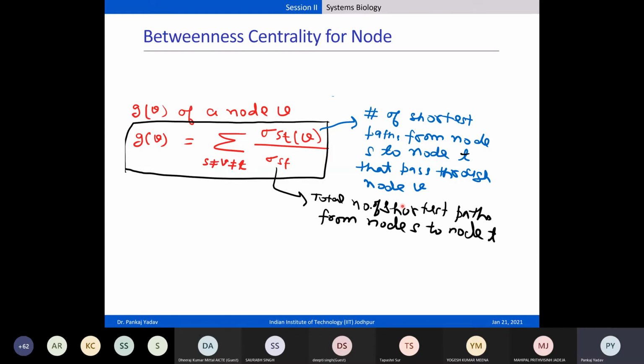All right, so we can also have the total number of shortest paths from node S to T in the denominator. So this is basically the fraction of these paths that pass through V and those that do not pass through V. And then we can just take the summation, and that will give us the betweenness centrality for this node.